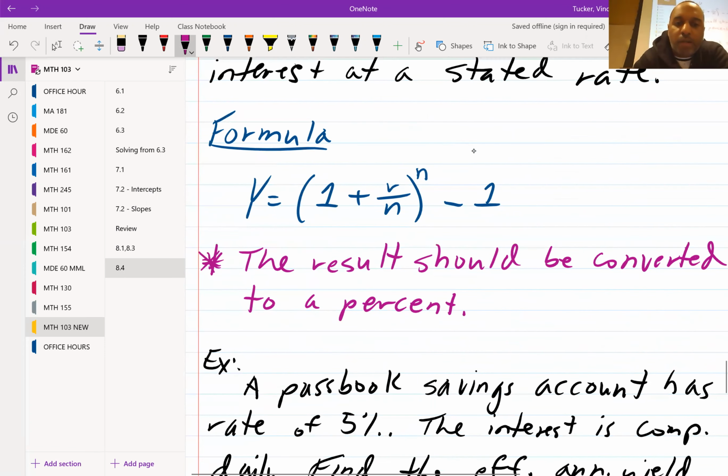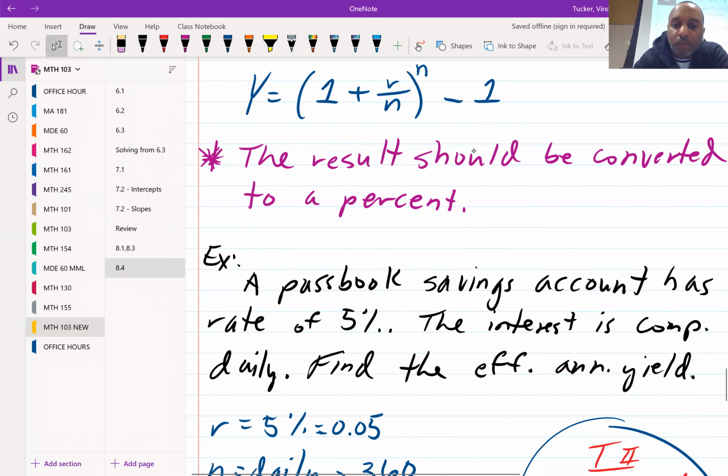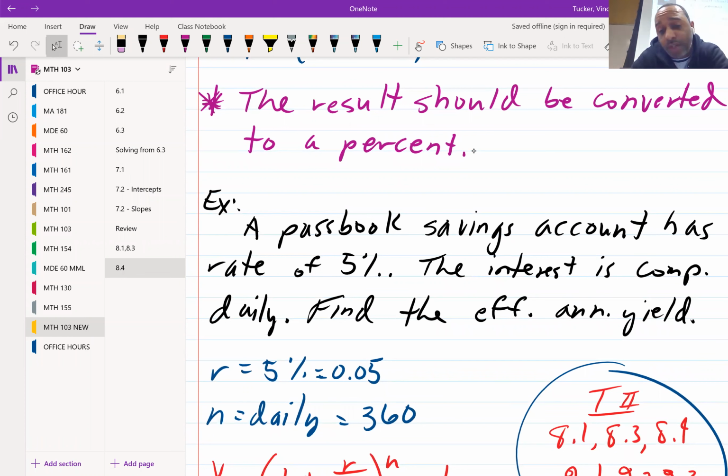All right, let's try it out. The passbook savings account has a rate of 5%. The interest is compounded daily. Find the effective annual yield. So if you look at the formula, all we need is the rate and the number of times it's compounded per year. So our rate is 5% and it's compounded daily. So daily means 360 for N.